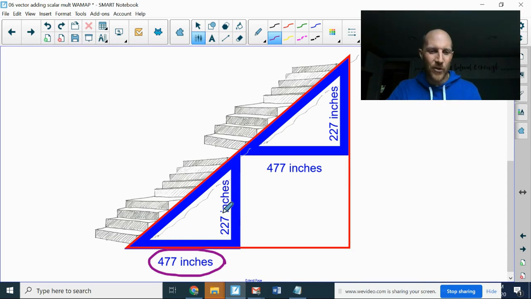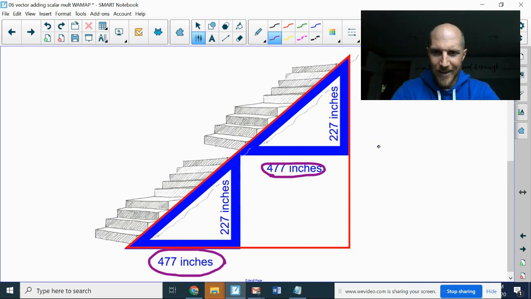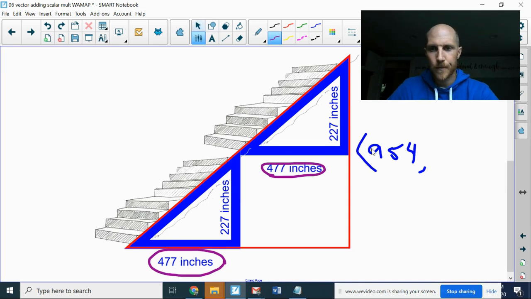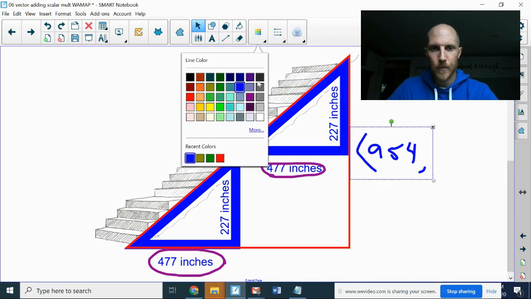No, wait, you can't add those together. This one is a horizontal measurement, and that's a vertical measurement. They don't have anything to do with one another. I would add this 477 with this 477. So the total horizontal length is going to be 954 inches. And it's supposed to be purple. Let's see if we can make it purple.